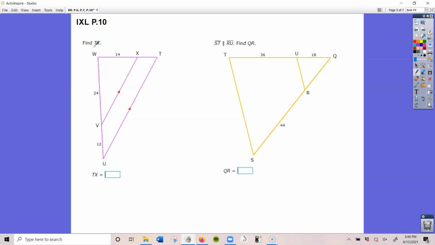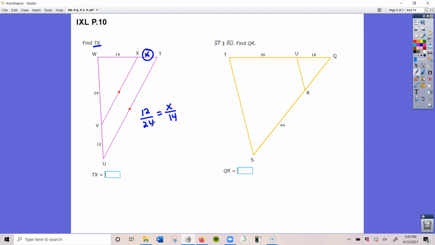So if we're trying to solve for TX, that's this part here. So I'm going to call that x. I'm going to set up a ratio. I'm going to go from small to big. So 12 to 24 is going to equal, and then I also have to go small to big. So you have to be consistent. It should be x over 14.